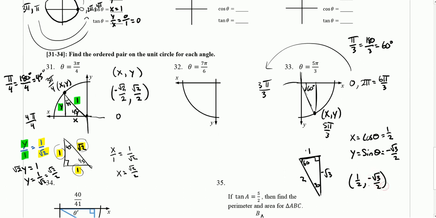So there's a second way we can approach this. In 31, I went about using similar triangles. In 33, I used the idea that your x is your cosine of theta, your y is your sine of theta. Both methods work. Pick the one that you like.